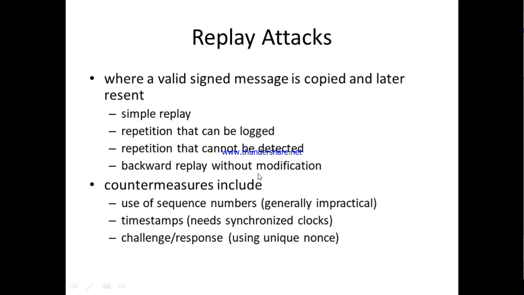Then there is backward replay without modification. Some replay attacks can include modification, like if the account number is changed in the transmission, then a very big fraud will happen. So to avoid these replay attacks, the countermeasures include the use of sequence numbers.